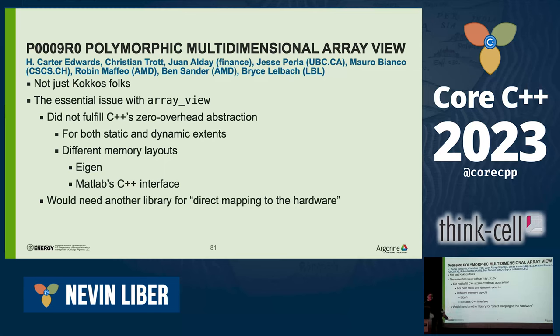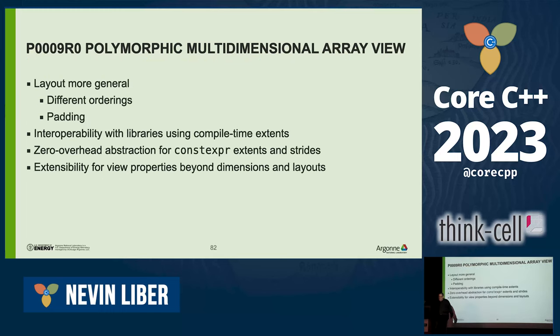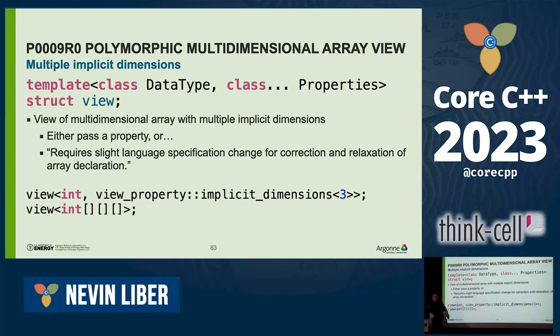You want to do something as close to the hardware as you can, and we would need another library to do that. So this one had a more general layout, had paddings. You do constexpr extents and strides, and extensibility for other properties. Because it looks really close to the Kokkos one, other than a lowercase v instead of an uppercase V.